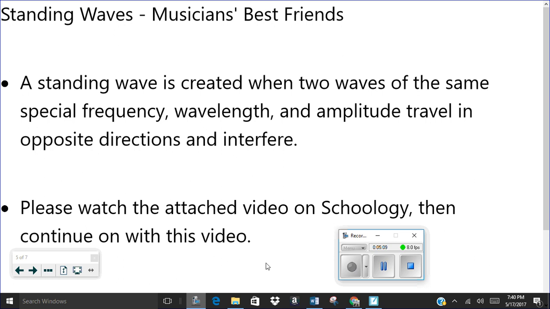Now, why is all of this important? We are leading to learning about sound, and sound is created by the creation of standing waves. And standing waves happen to be a musician's best friend because we create standing waves inside musical instruments in order to create sounds that are unique to those instruments. So a standing wave is created when two waves of the same frequency, wavelength, and amplitude travel in opposite directions and interfere or superposition themselves upon each other.